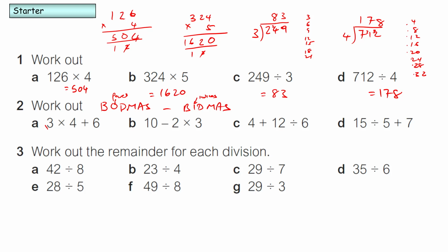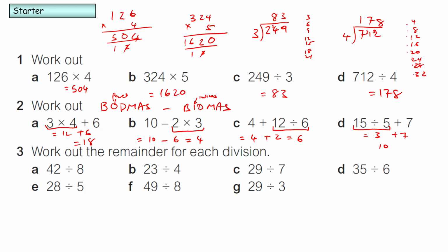Right, so that's telling us that we've got to do multiplication before we add, so it'll be 12 add 6, which is 18. Here we've got to multiply first before we subtract, so it's going to be 10 take away 2 times 6 is 6. Remember, they stay in the same place, and that's 4. Here we've got to divide before we add, so it'll be 4 add 12 divided by 6 is 2, so our total answer is 6. And the last one, we're going to divide first before we add, so it'll be 3 plus 7, which equals 10. I'll make sure I put my equals sign there.